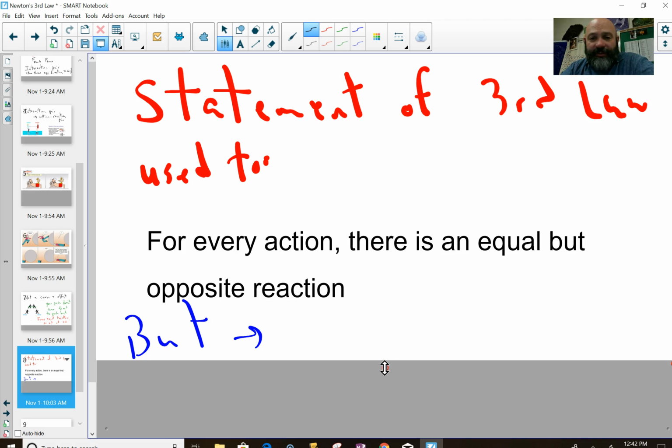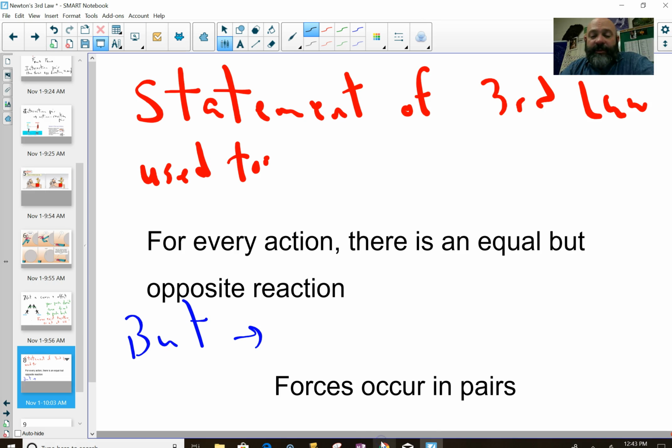So a much shorter definition, and hopefully that'll make a little bit more sense, because we have forces that are interaction pairs, is that forces occur in pairs. You always have a force and its interaction pair force. And you can't have just one. There always must be two.